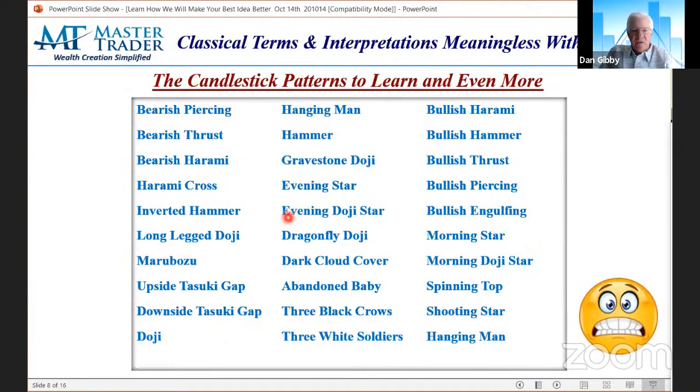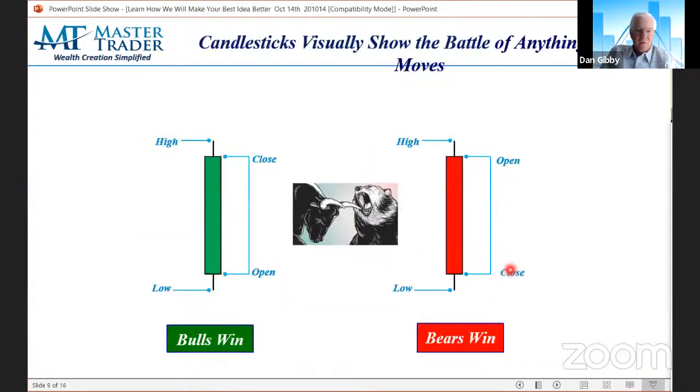Our approach, you're going to see on our charts, we use very simple color-coded candlesticks, a couple of moving averages, and volume. That is it. You can try to be impressed with people throwing around words, but just look at the heading up here. Terms and interpretations are meaningless without understanding what's going on in the price pattern. So we don't care about names. We care about understanding what is going on in the picture.